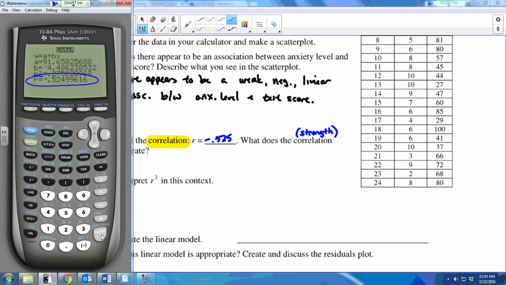All right, so what does the correlation indicate? It indicates that there's however strong an association between anxiety level and test score. Do you think it's moderately strong? Do you think it's weak? Whatever. It just indicates the strength of the association between your variables. It's arbitrary because there's not a cutoff. Obviously, -0.525 is not super strong, but depending on what you feel, is that weak or is that moderately strong? Up to you.